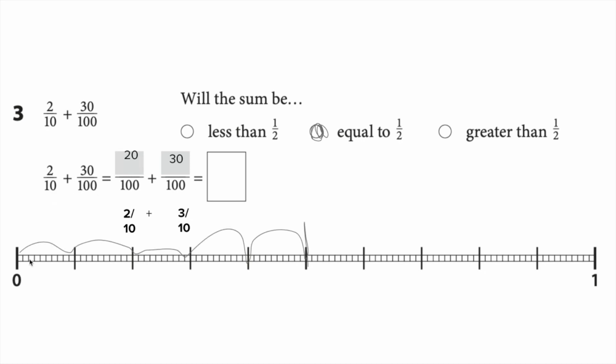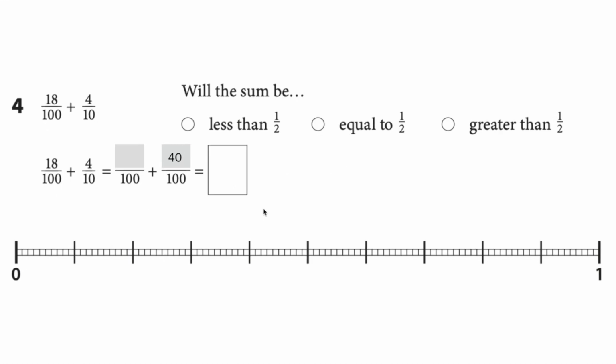Let's take a look at the number line. A tenth plus a tenth plus a tenth plus a tenth plus a tenth. We're going to hop all the way to 5/10. That would be right in the middle between 0 and 1. So 20 hundredths plus 30 hundredths is equal to 50 hundredths, and that would be 5/10. And we know that that's also equal to 1/2.